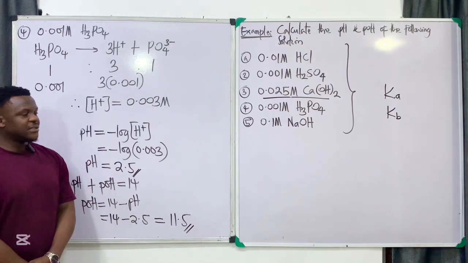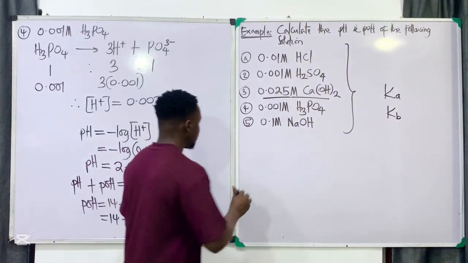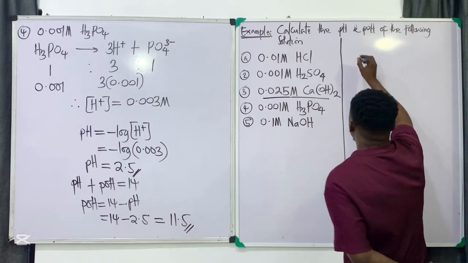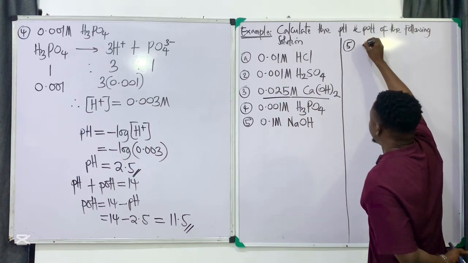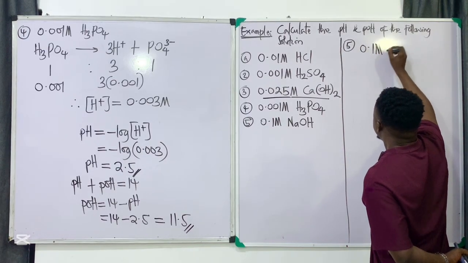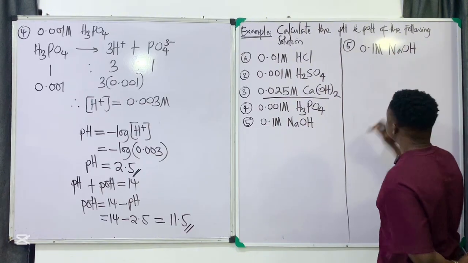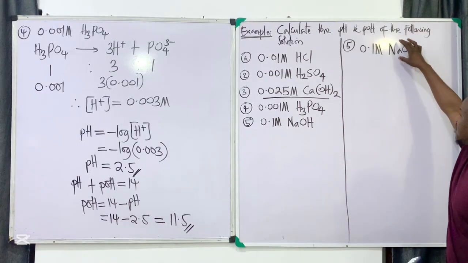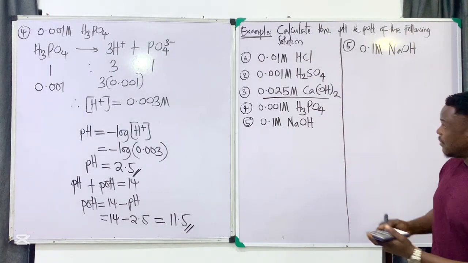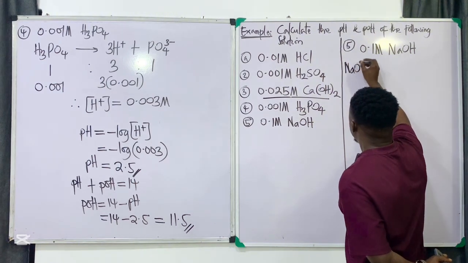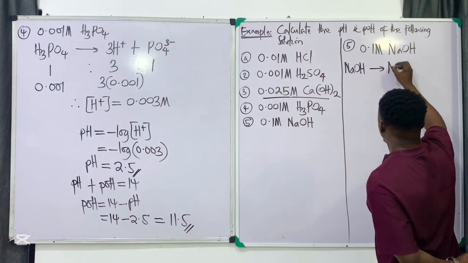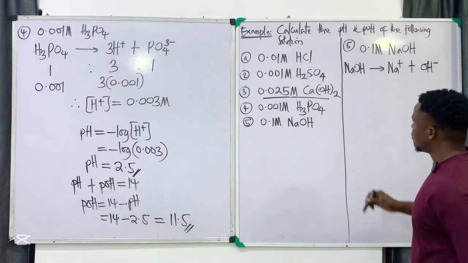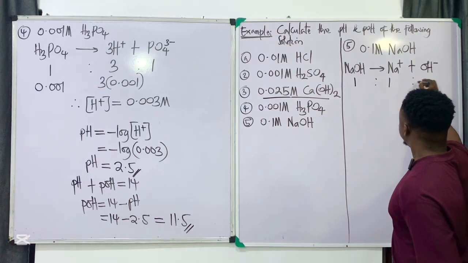Now, the last but not the least, so let me just solve this. For number 5, they gave us 0.1 molar NaOH. Now, this is a base. By virtue of having OH, it's a base. So when this dissociates, it will give rise to OH minus and Na plus. So we have Na plus and OH minus. The ratio is 1:1:1.